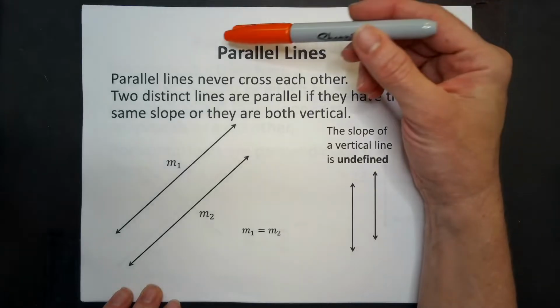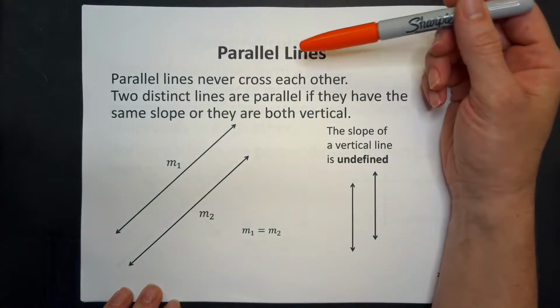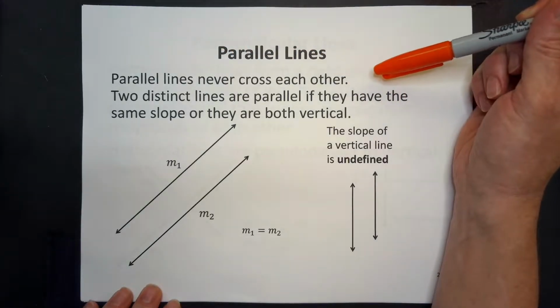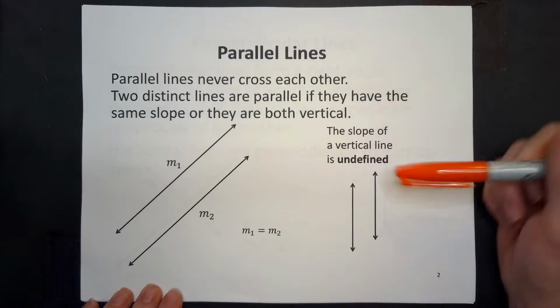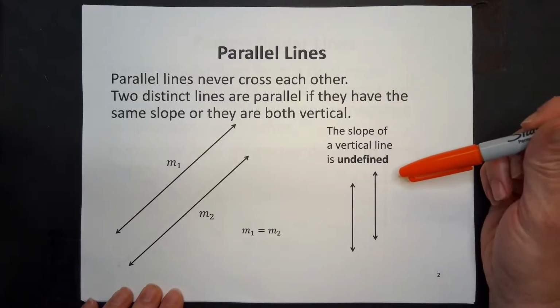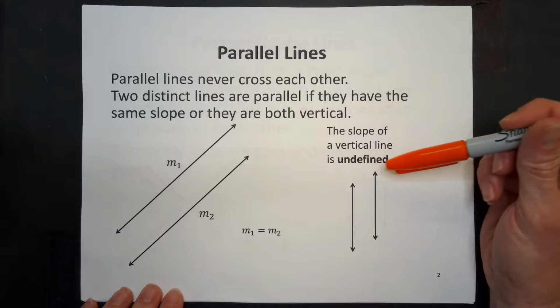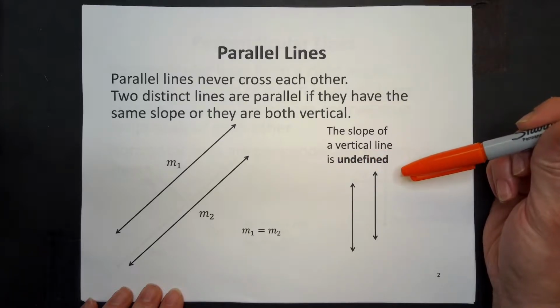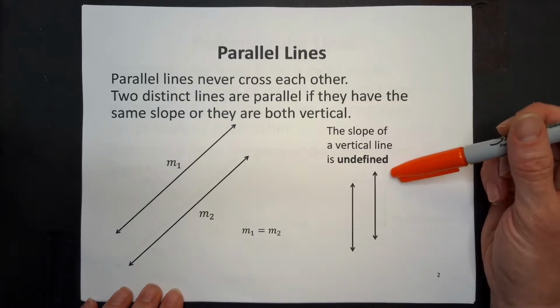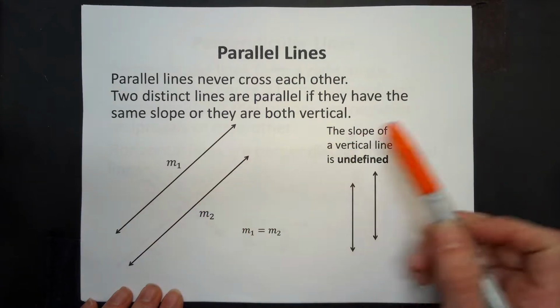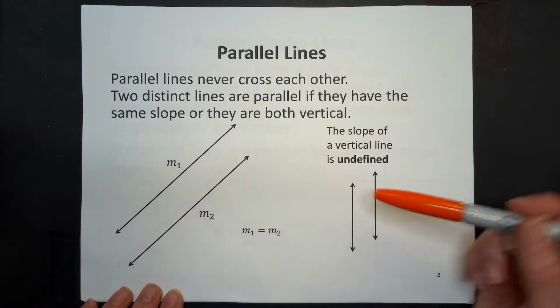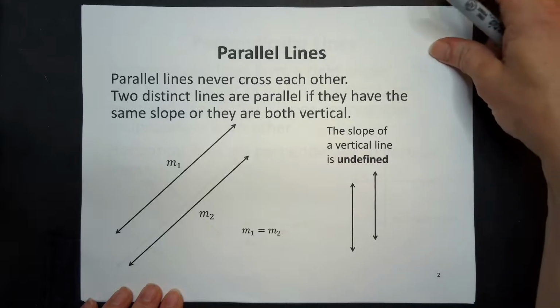Parallel lines. Parallel lines never cross each other. Two distinct lines are parallel if they both have the same slope or both vertical. The reason why we don't say that vertical lines have the same slope is because the slopes are undefined and you can't set two undefined numbers equal to each other. That doesn't make any sense. So they match the same slope and they increase and decrease at the same rate, or they're both vertical.